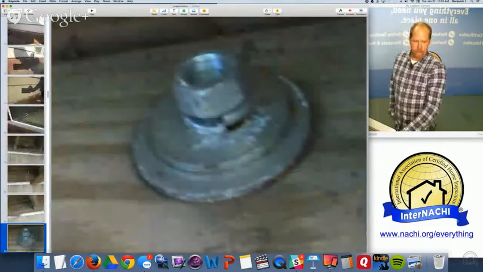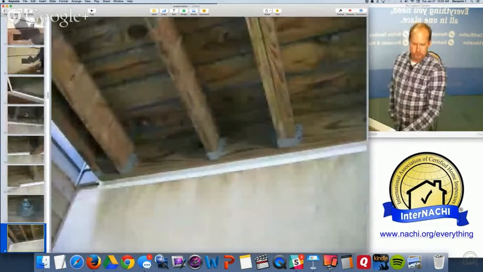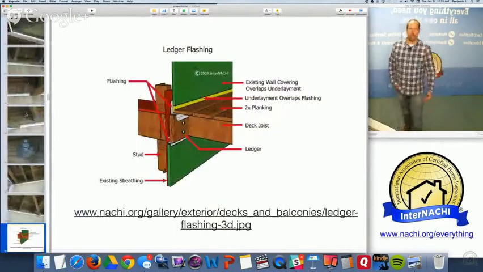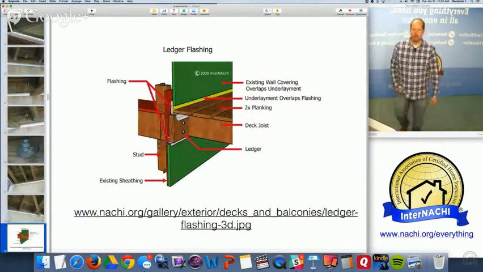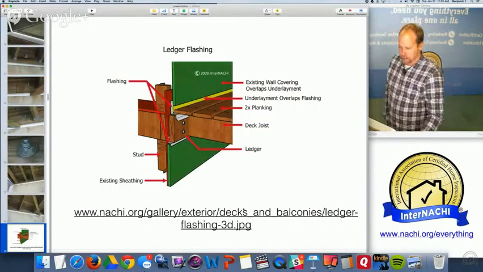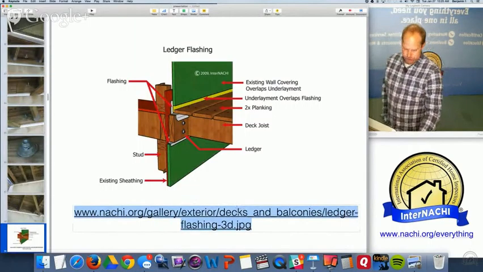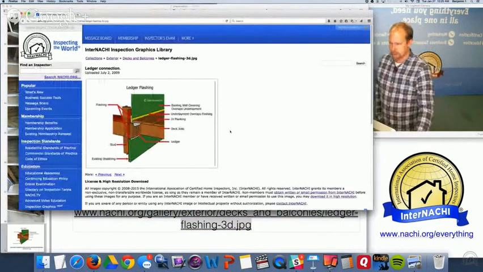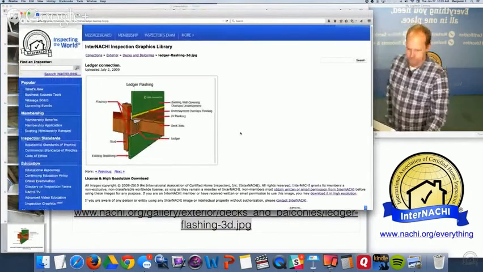You should see the bolts and the nuts, right? You don't have to be a deck expert, but what you're really thinking about is how is moisture controlled? And here's another illustration that you could use in your inspection report. It's in our inspection graphics library.